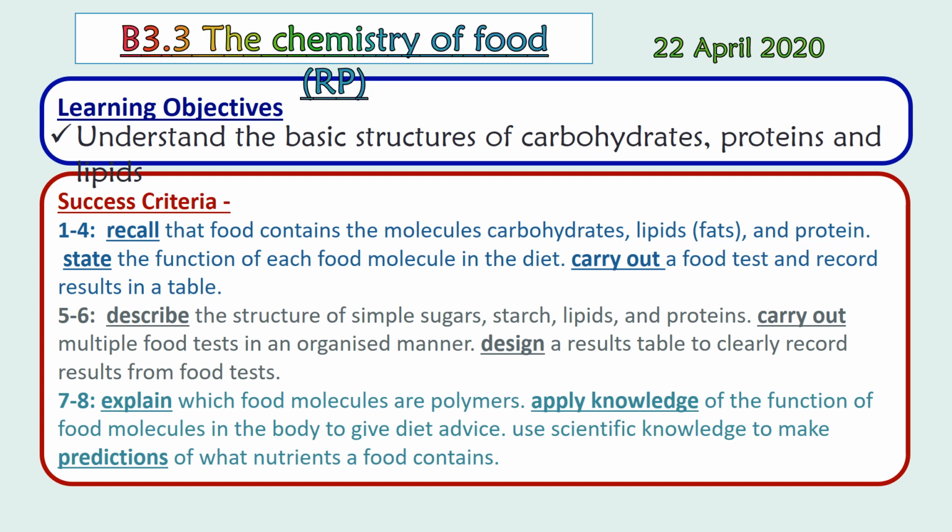Now, polymers comes up in chemistry where you have got small units that are joined together to make larger units. And those smaller units are called monomers. And then the larger unit is polymer. So poly means many. So polymers are made of monomers.